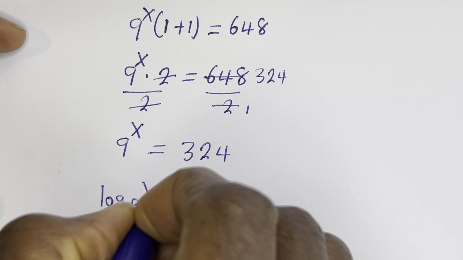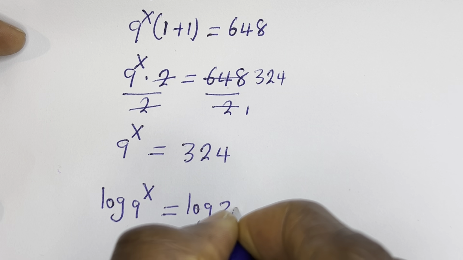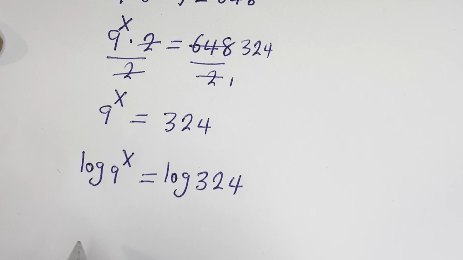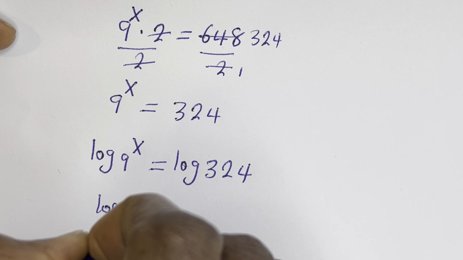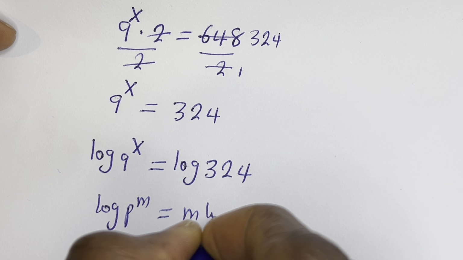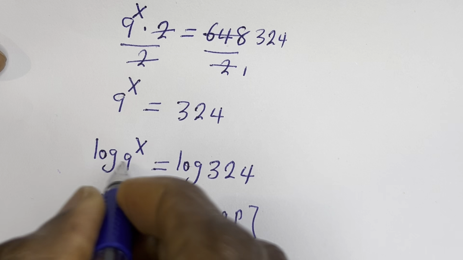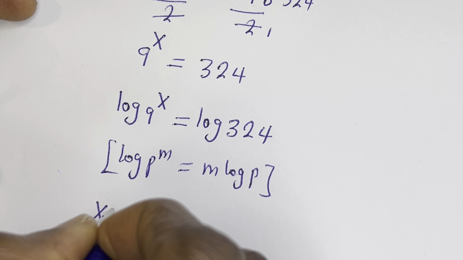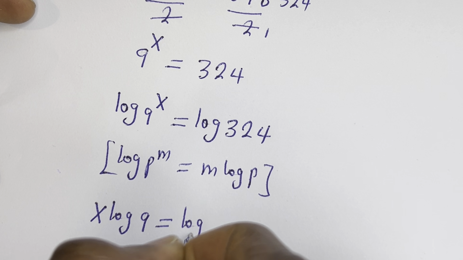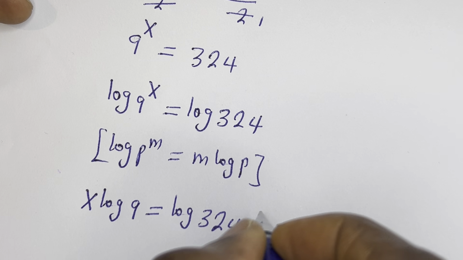Log 9 to the power of x is equal to log 324. Now take note of this, that if you have log p to the power of m, this is equal to m log p. Then this can be written as x log 9 is equal to log 324.